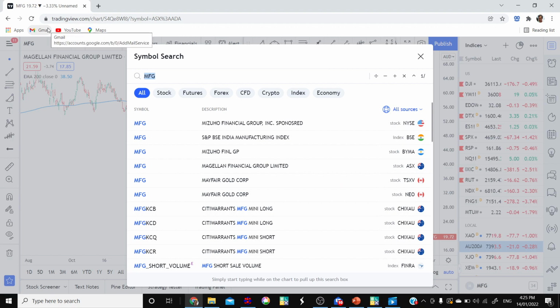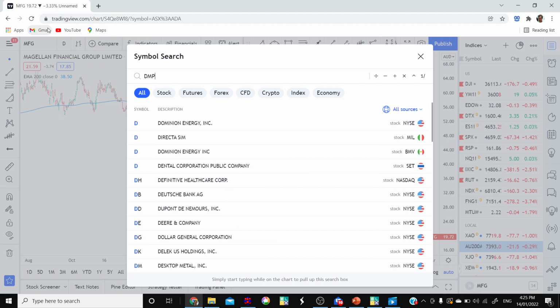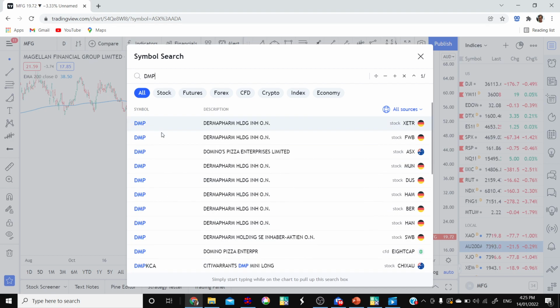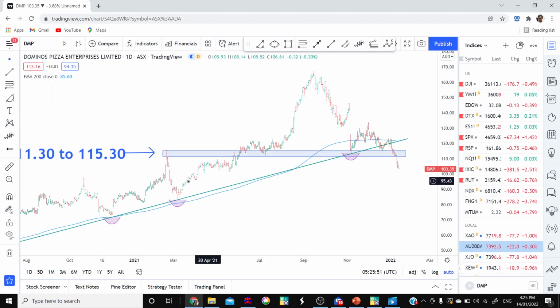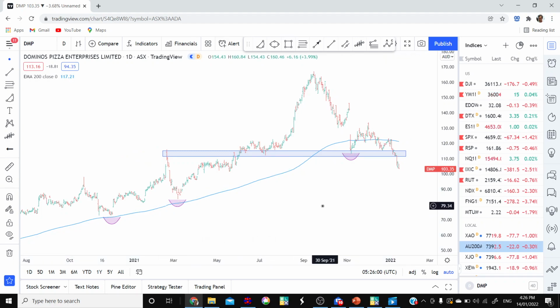So our current stock, which is relevant to this discussion, is Domino's Pizza. This is interesting because it's broken down this week, and it's similar to Magellan Financial Group maybe 6 months prior to its 30% down day.